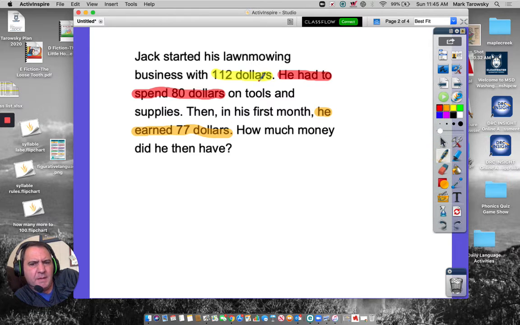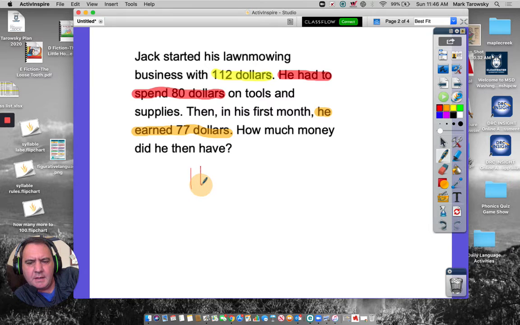All right, again, I think it's always important. We know he had $112. He had to spend $80 to kind of get started. Then he earned, or made back, 77. How much did he then have? So let's think about this. If he started with 112 and had to spend 80, what kind of math is that going to be? And then earning or getting back 77, think about what that would be. Pause this right now and try to solve it, and then start it up when you're ready.